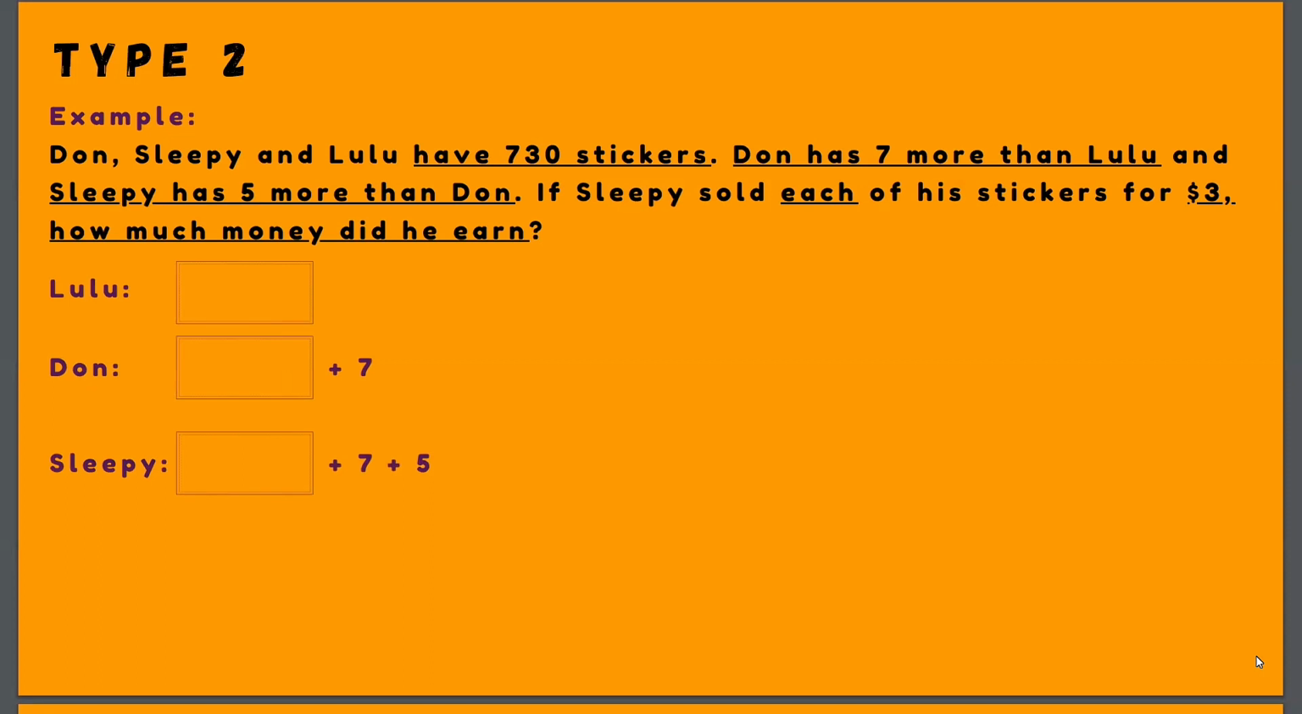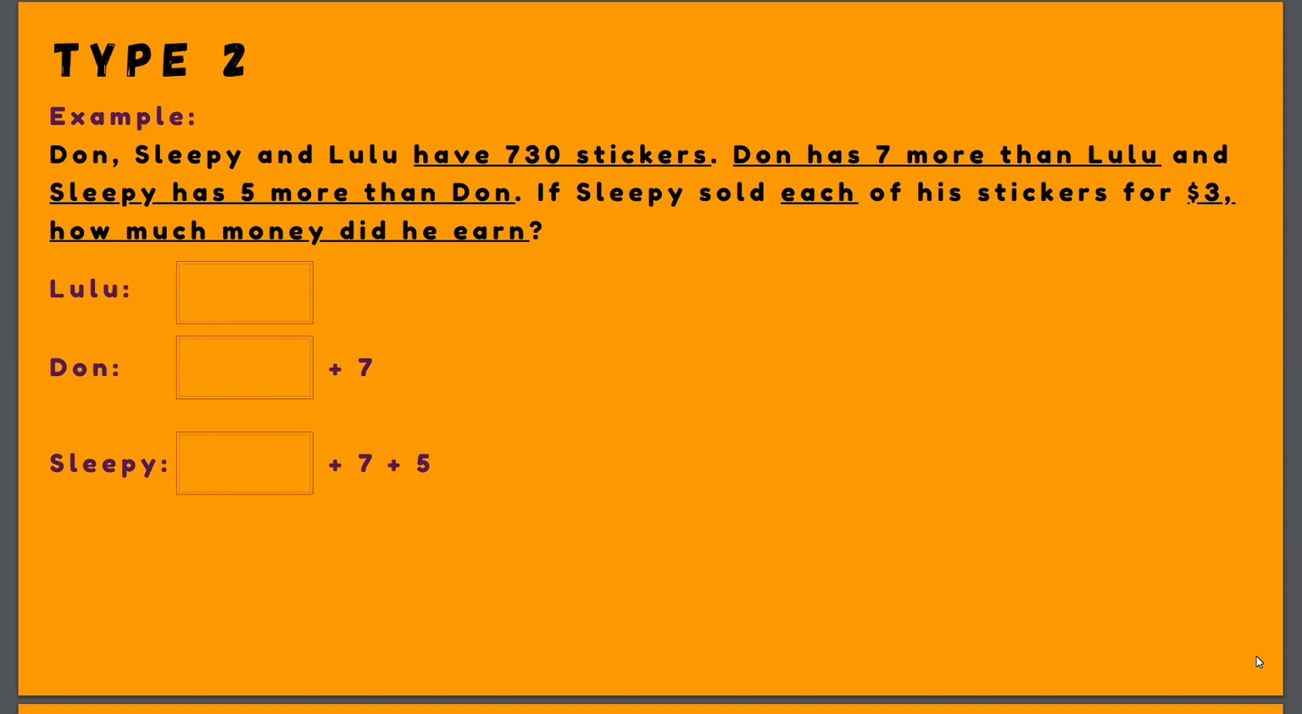Now, this is important. So let's go back again. We start with the person who has the smallest share. The word problem is showing us that Don has more than someone and Sleepy has more than someone. So we start with Lulu. Lulu is first. We give her an empty box. We don't know how many she has.